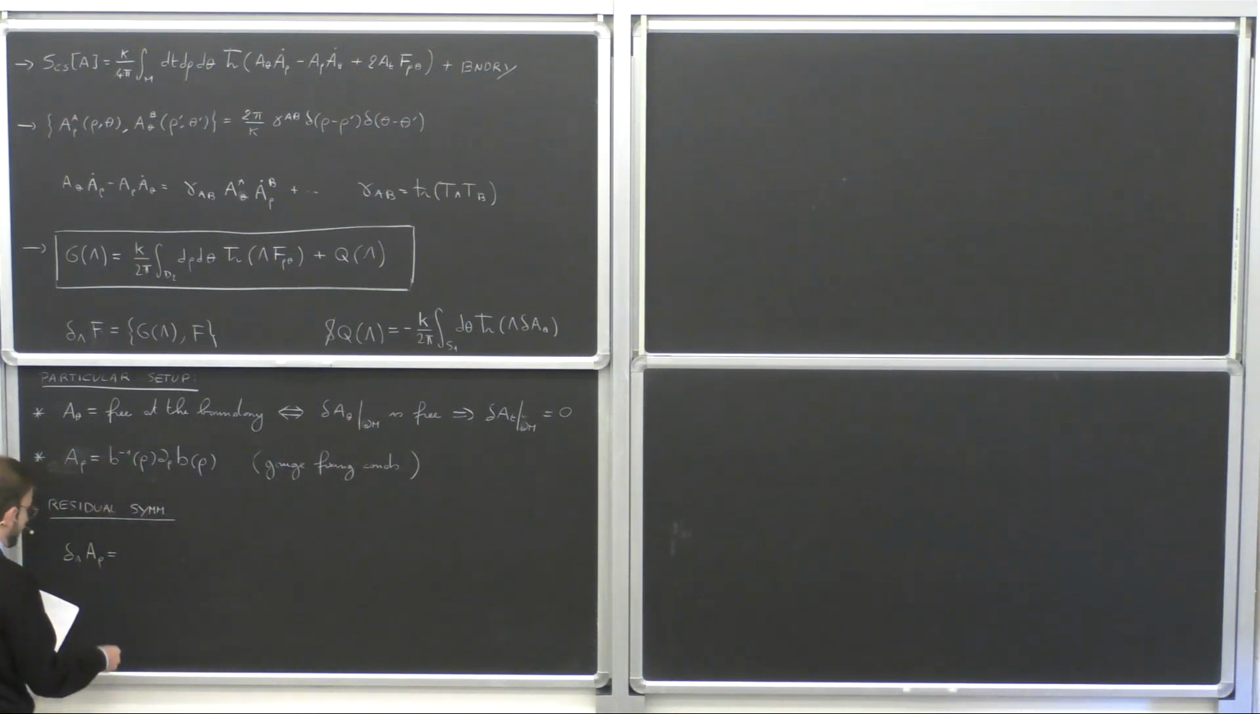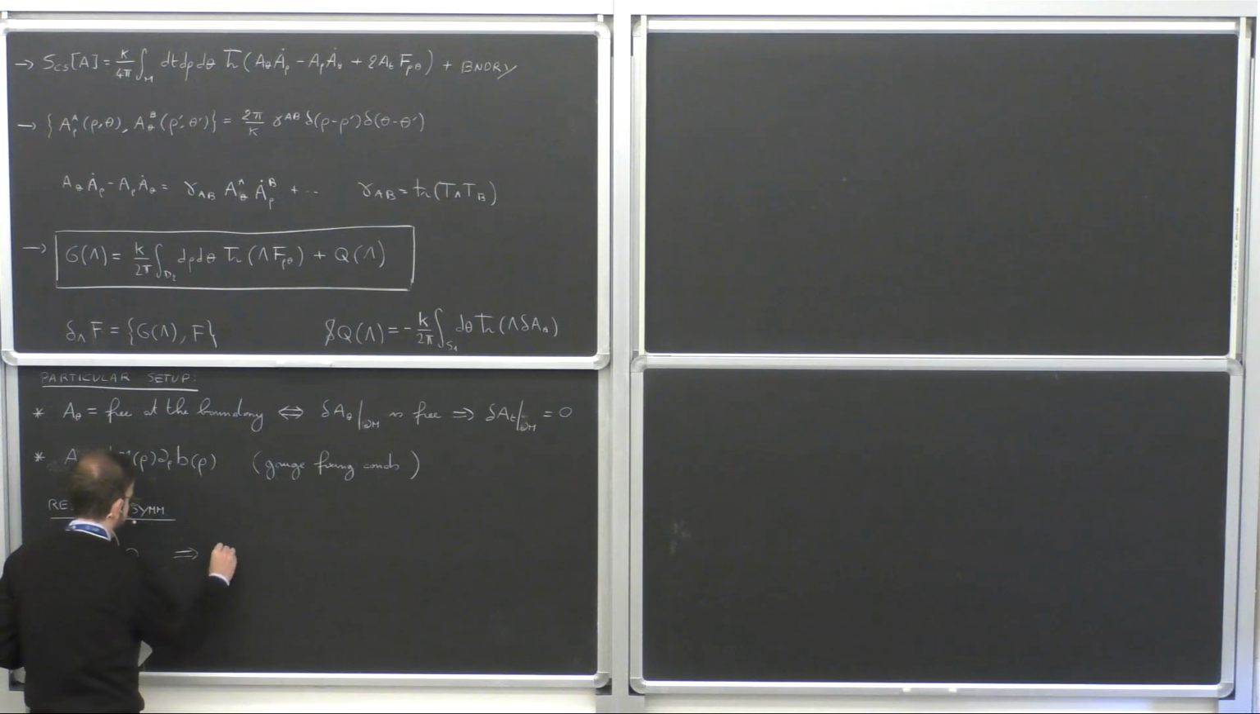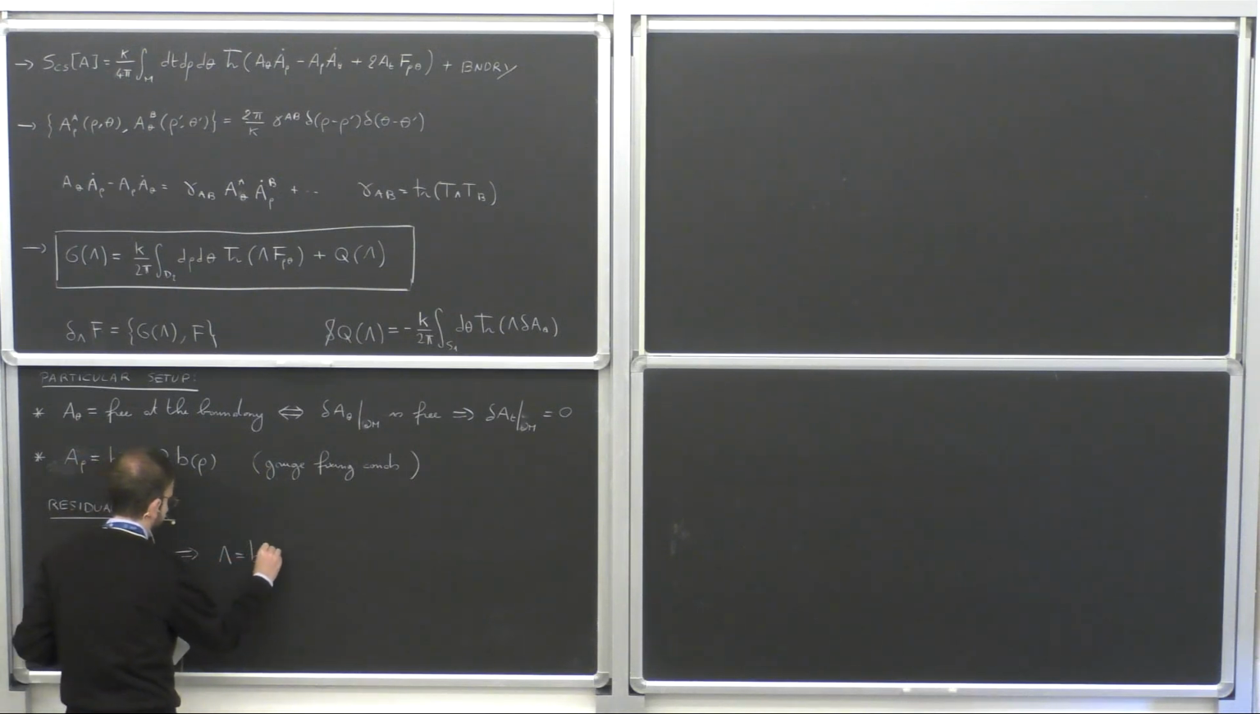But let's start from the first condition, which is to see what the residual symmetries are that preserve the gauge fixing. If I want to preserve the gauge fixing, I have to impose that this variation is equal to 0. But having this variation equal to 0 means that lambda must take this particular form.